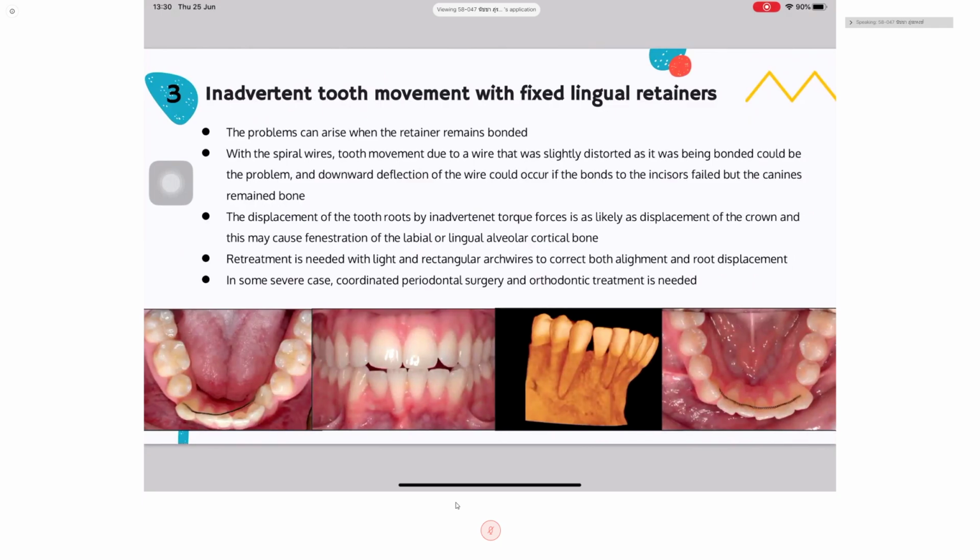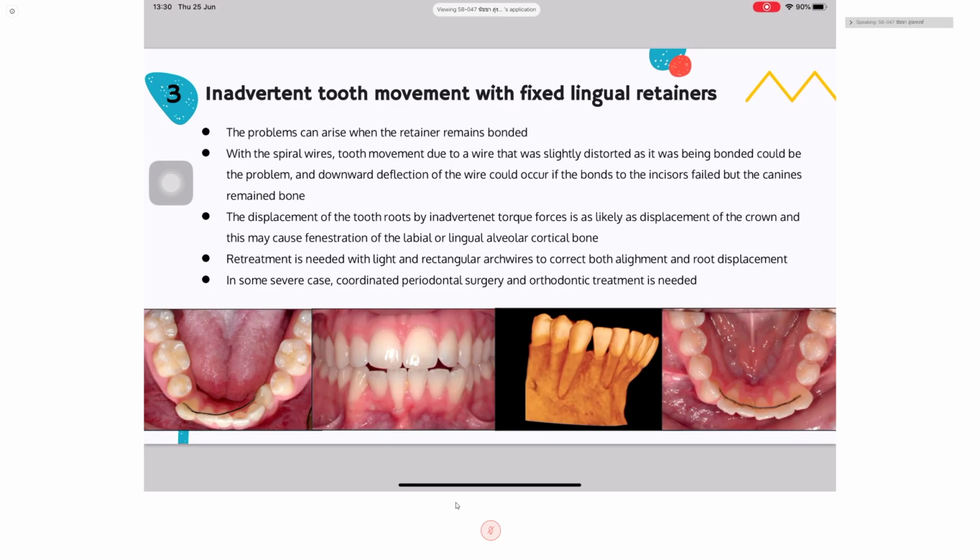The problem can arise when the retainer remains bonded with the spiral wire tooth movement. A wire that was slightly distorted as it was being bonded could be the problem, and downward deflection of the wire could occur if the bond to the incisor failed but the canine remained bonded.